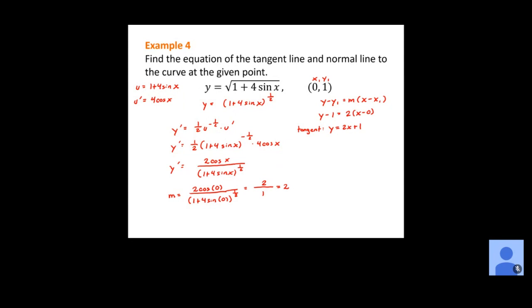Now, don't forget, it also asks for the equation of the normal line. So how are we going to find the equation of a normal line?